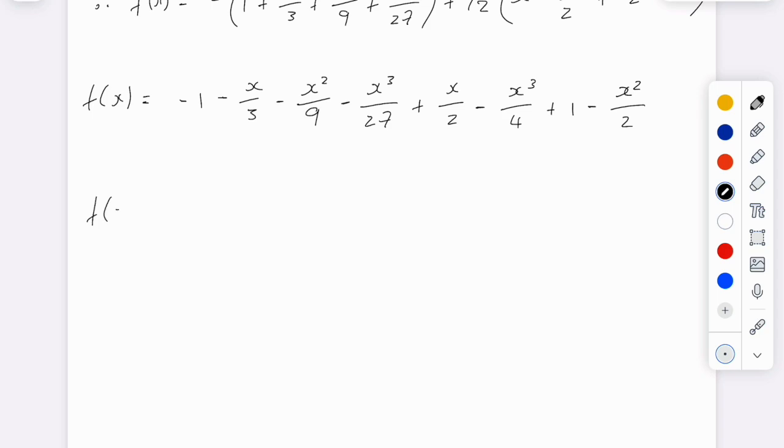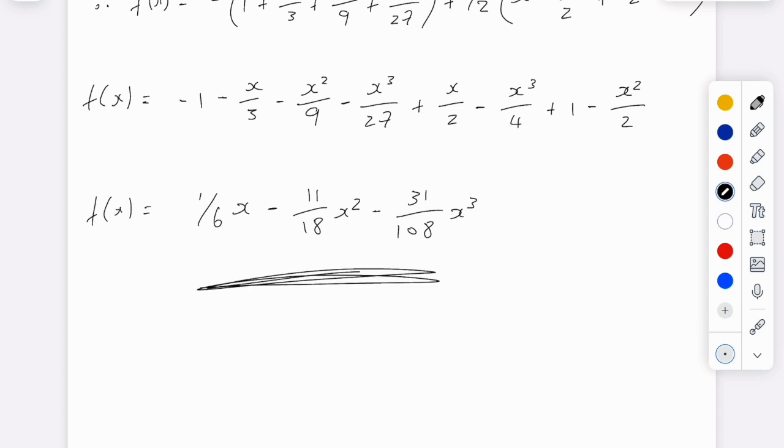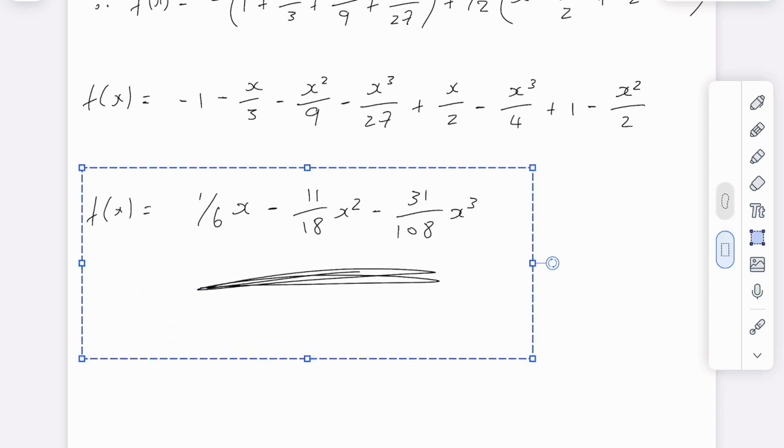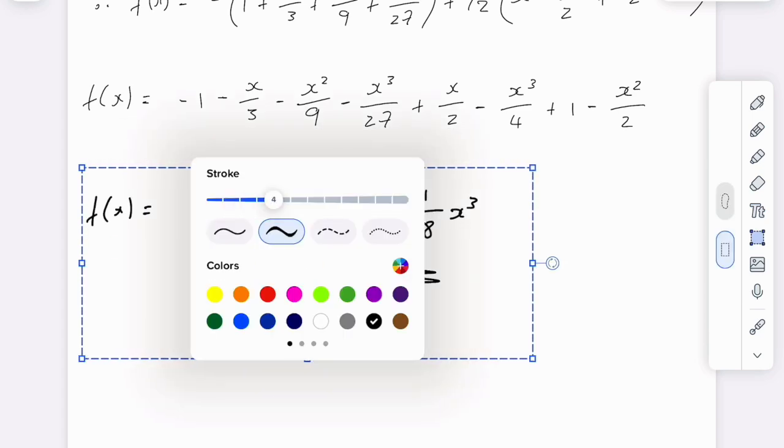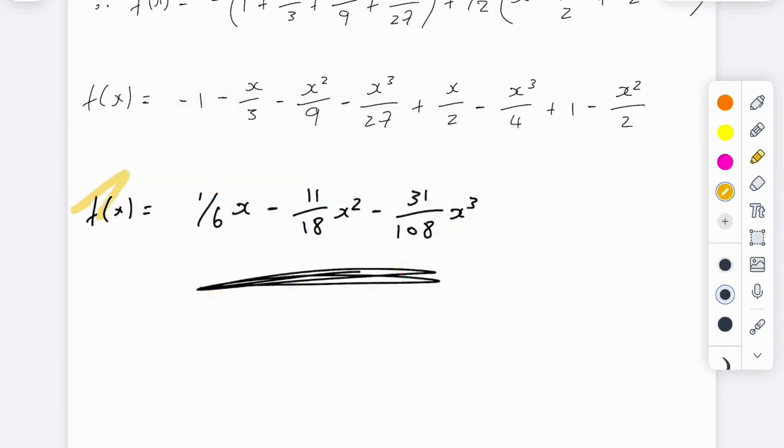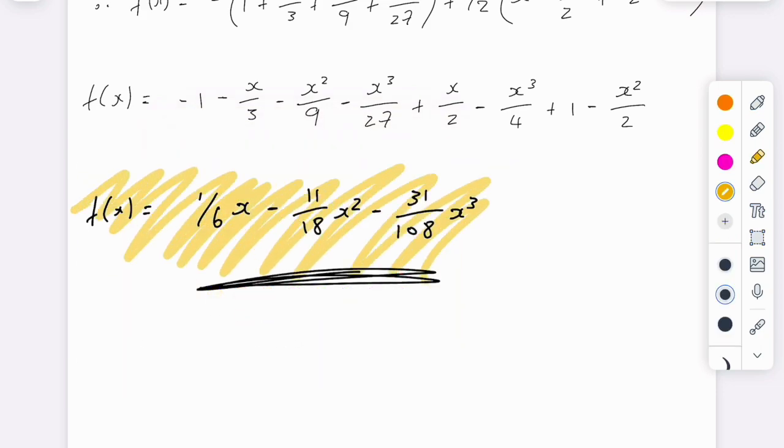Okay, so f of x, therefore, it's going to equal what? Putting this all together, it's going to give me a sixth x minus 11/18 x squared minus 31 over 108 x cubed. Okay, that, ladies and gentlemen, is going to be our final answer for that question.